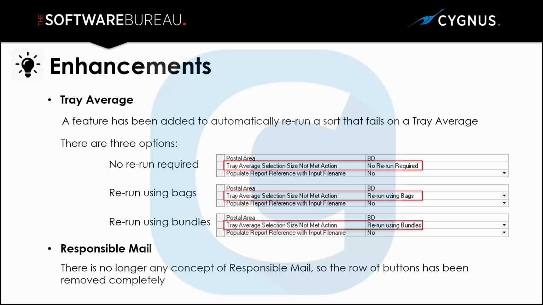Responsible mail. There is no longer any concept of responsible mail, as I'm sure you're aware, so the row of buttons has been removed completely from the sort module.